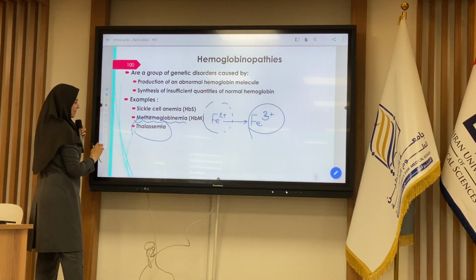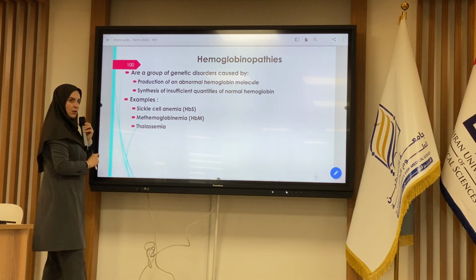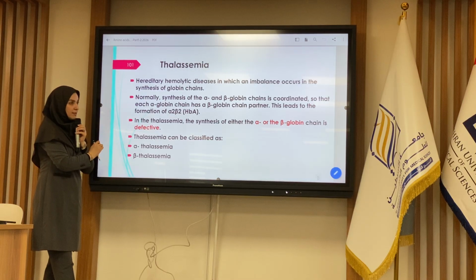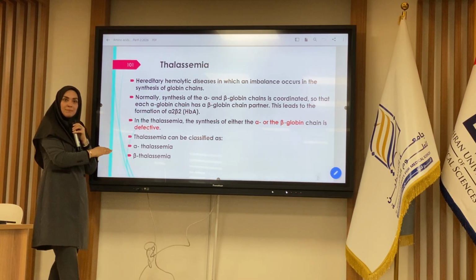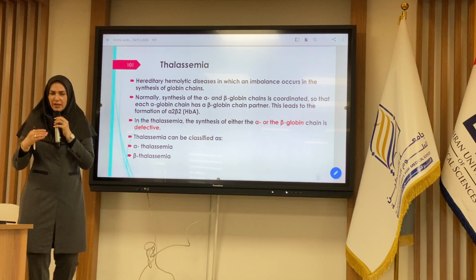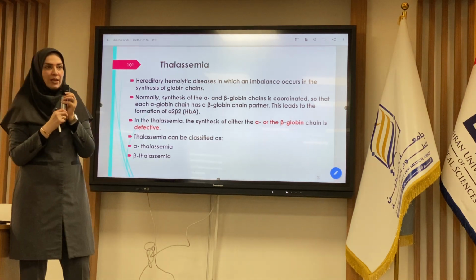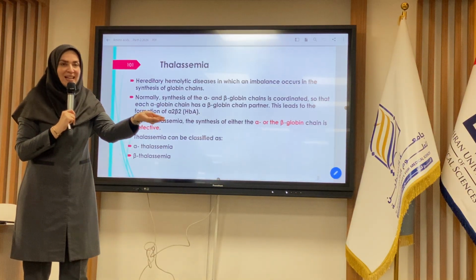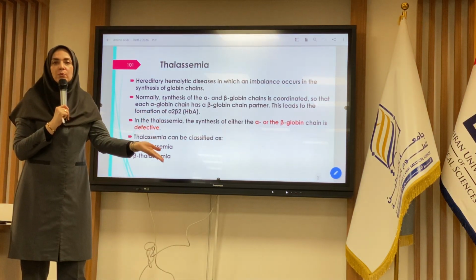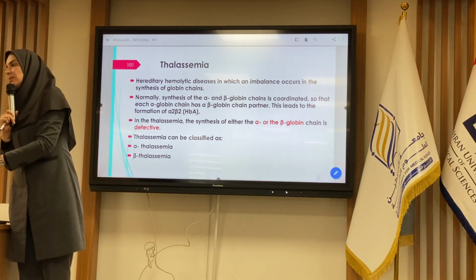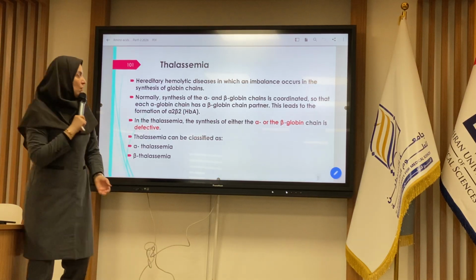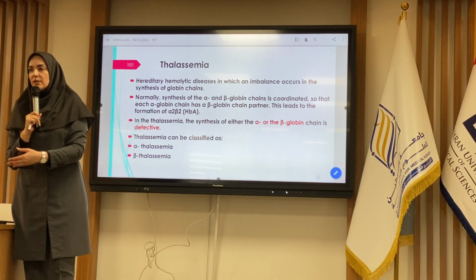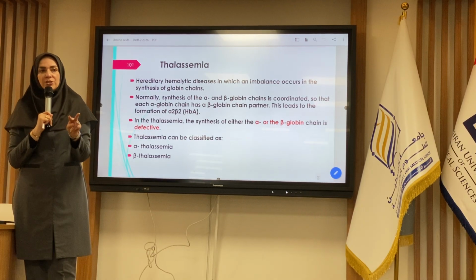And about thalassemia, have you ever heard this name? How many types are present? Alpha thalassemia and beta thalassemia. What do you think about this disorder? What's happening in alpha and what's happening in beta? In alpha thalassemia, as the name implies, alpha is defective. In beta thalassemia, beta is defective. Okay? And also you have major and minor. What do you think about the minor and major?